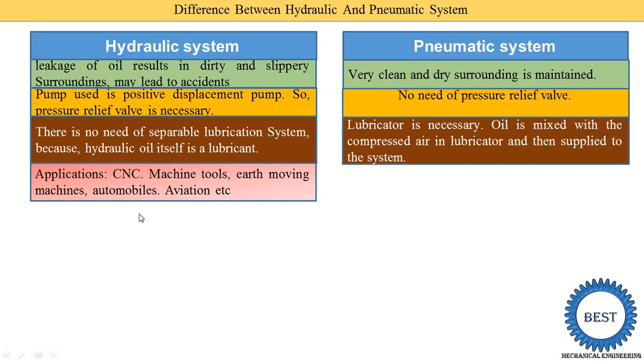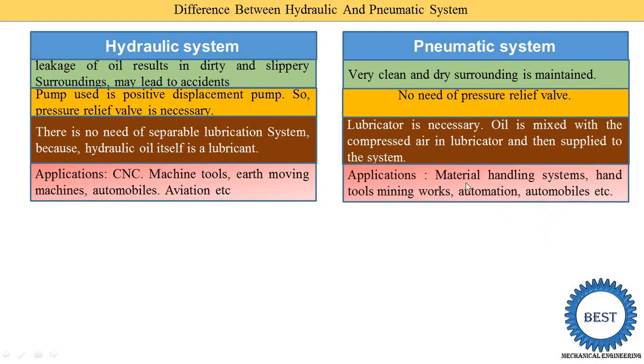Brakes are available in both hydraulic and pneumatic types. For power steering the hydraulic system is used. So there are a number of systems in which hydraulic systems are used. Next, it is also used in aviation. Aviation means aircraft and rockets. In these aeroplanes and rockets, a number of systems are operated using hydraulic systems.